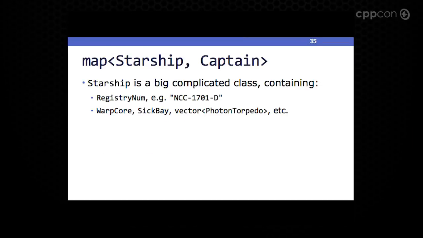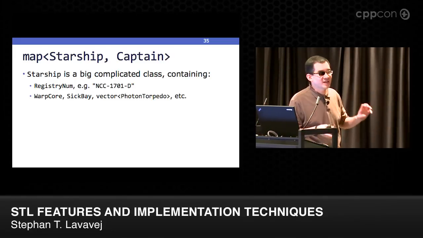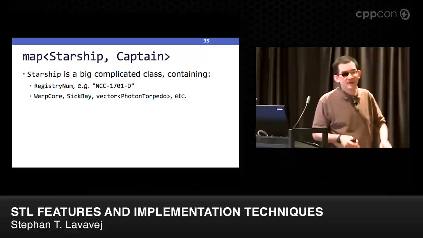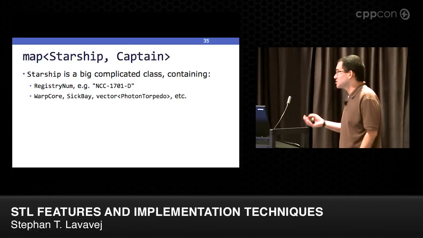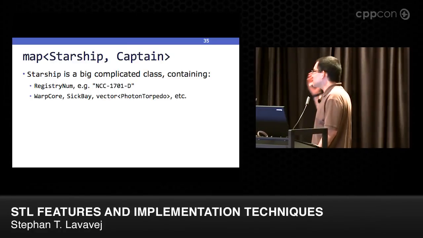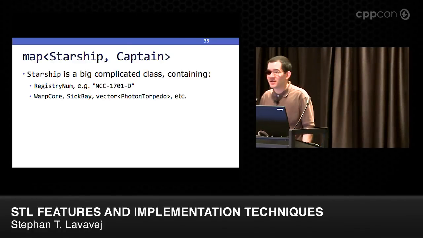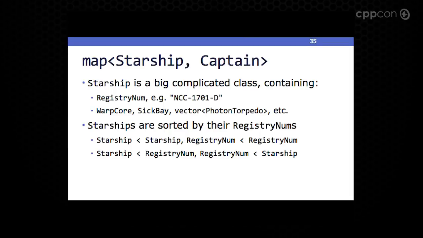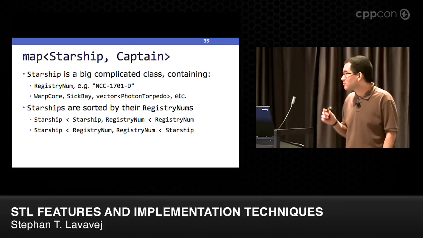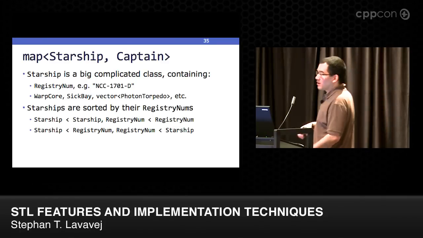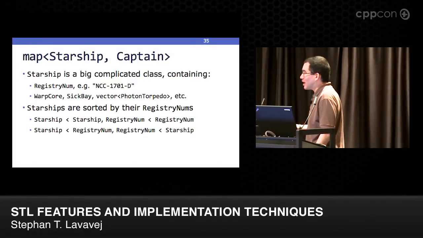Well, not in C++11. So here's a motivating example, sort of unrealistic, but it does have analogs to real code. Imagine I've got a map from starships to captains. Starship, just for the sake of imagination, is some huge, horribly complicated class. It's got a registry number, which is really just a string, but it also has other stuff that's expensive to construct, and it's got a warp core and a sick bay and photon torpedoes and all that stuff. It's also comparable. The registry number field is special, because that's how starships are sorted by. If you compare two starships, you do less than on their registry numbers. The author of the starship has helpfully provided other operator less than overloads.